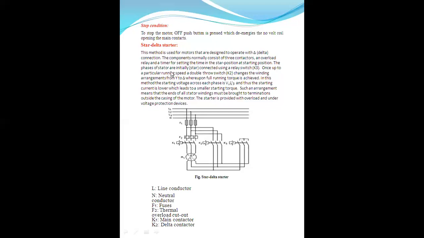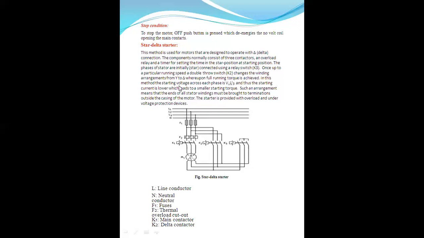The phases of the stator are initially star connected using a switch, that is K3. Once up to a particular running speed, a double throw switch, that is K2, changes the winding arrangement from star to delta, whereupon full running torque is achieved.